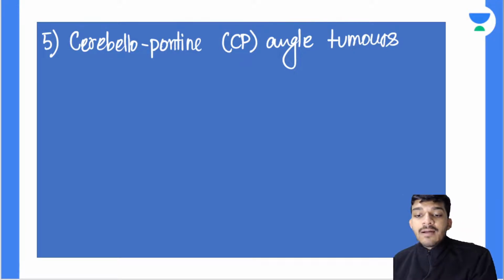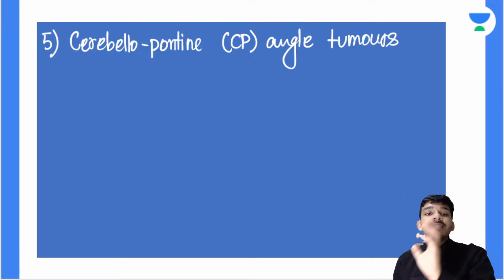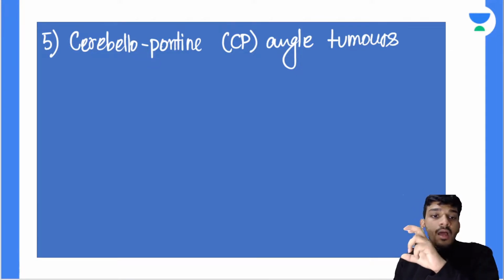So in CP angle syndrome, what happens is, at the cerebellopontine angle. Okay, so what's the cerebellopontine angle exactly? You remember there is a middle cerebellar peduncle, which connects the pons to the cerebellum. Do you remember or not?